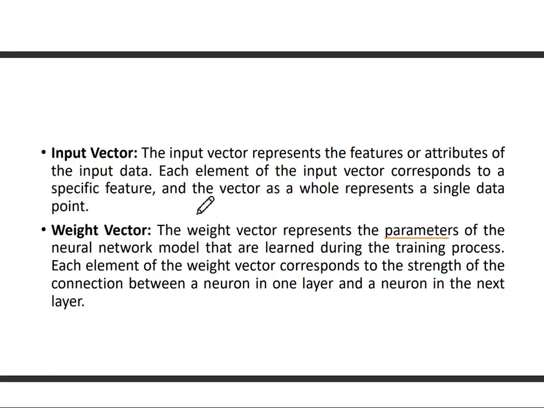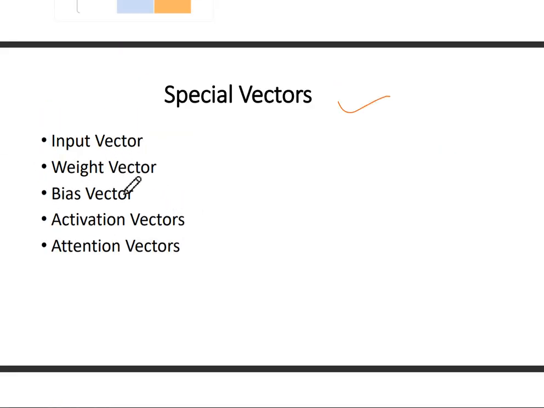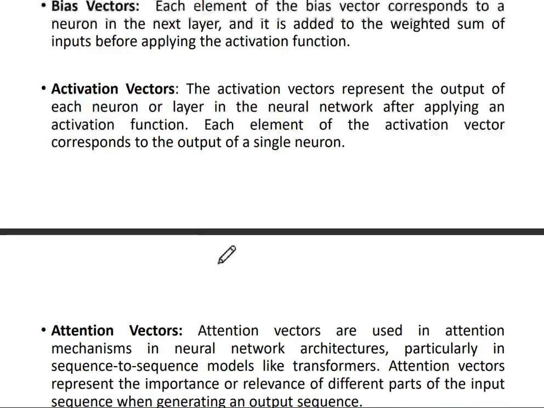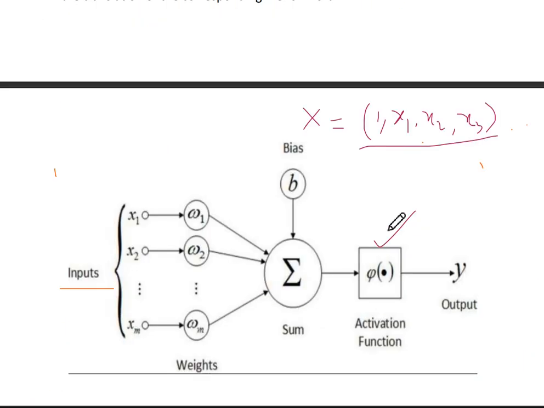So, as we mentioned, these are the set of special vectors: input vector, weight vector, bias vector, activation vector, attention vectors. The activation vector is also useful in the neural network. Once we have calculated the yin, we have different types of activation functions. One can take the identity activation function or the binary activation function. Based on this yin, the activation function value will be calculated, right?